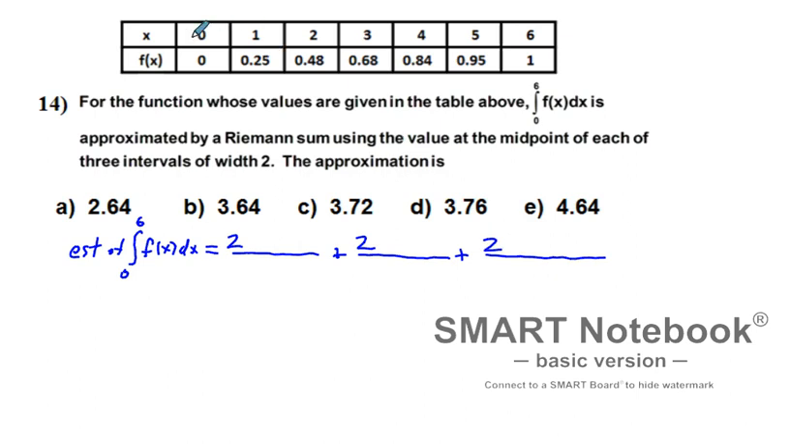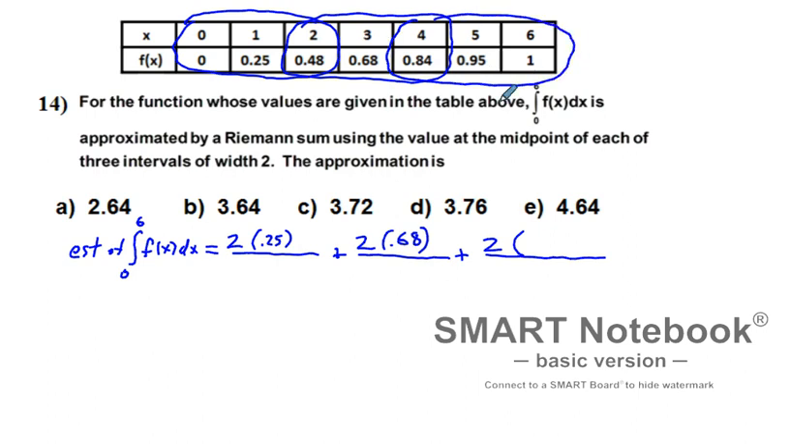So to have 3 subintervals, we're going to have a midpoint for this first subinterval I'm now encircling. Our mid value is going to be 0.25. And in our next subinterval, which I'm now circling, our mid value is going to be 0.68. And then lastly, our final subinterval, our mid value is going to be 0.95.